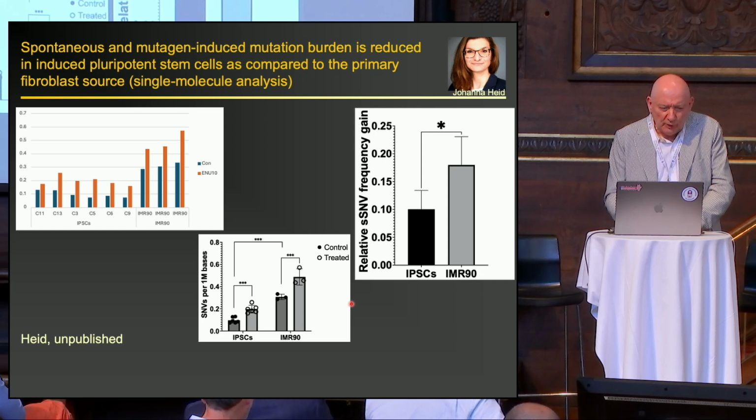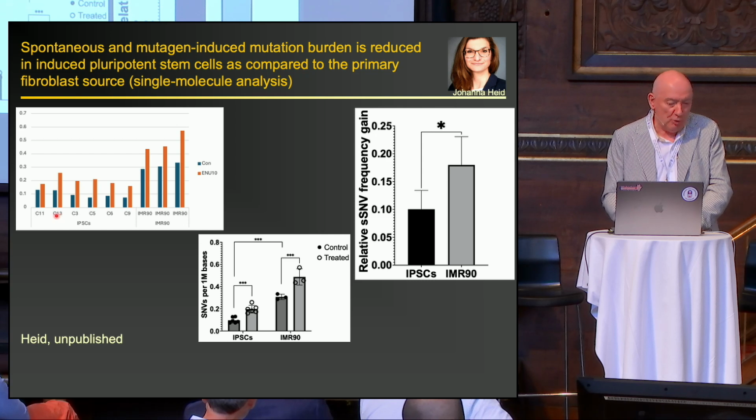Now, a related question here is, of course, the stem cells, no? Do we see that in stem cells as well? And Johanna Heid, a postdoc in the lab, decided to make induced pluripotent stem cells from fibroblasts, from just primary fibroblasts, and then measure the mutation rate. This is point mutations again, also using single molecule analysis.